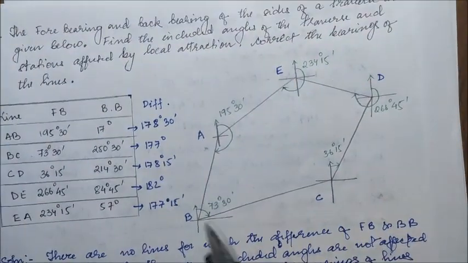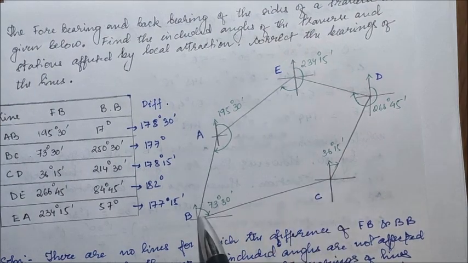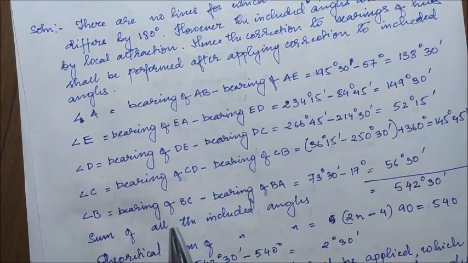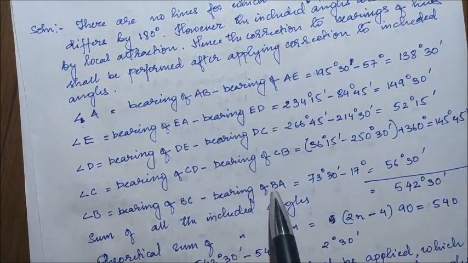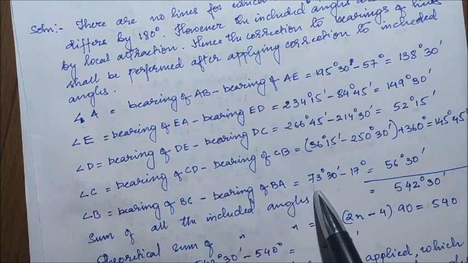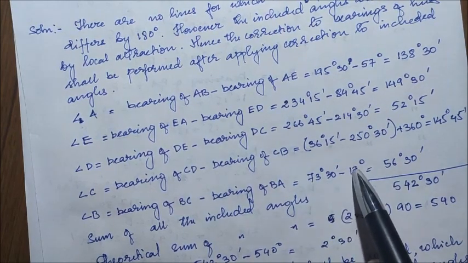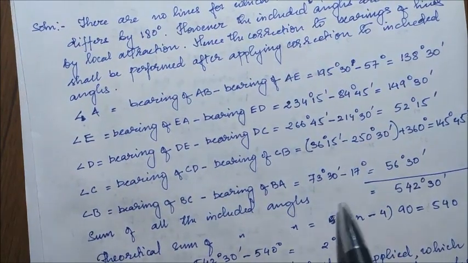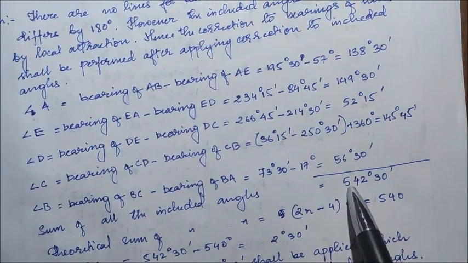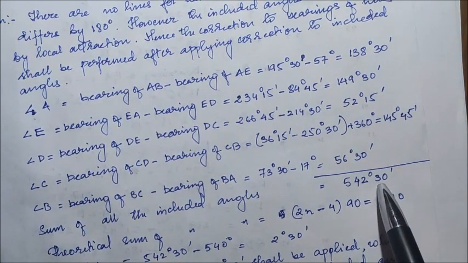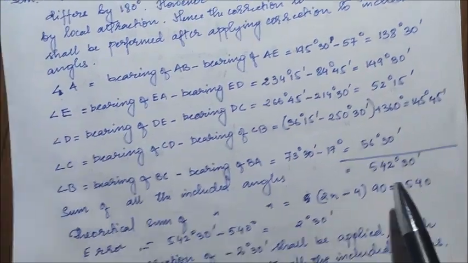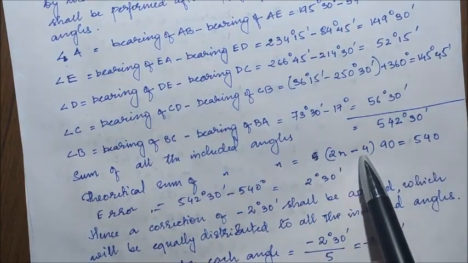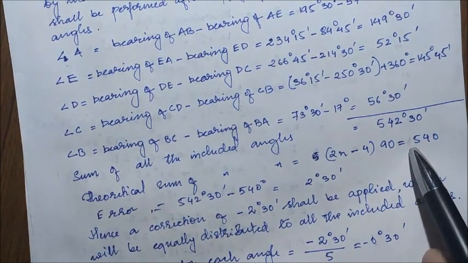Now bearing of B. What is bearing of B? Bearing of BC minus bearing of BA, which is equal to 73 degree 30 minutes minus 17 degree, which is equal to 56 degree. Now the sum of all the included angles is equal to 542 degree 30 minutes. Now we have to check this with the theoretical sum of the included angles, that is 2n minus 4 into 90, which is equal to 540.